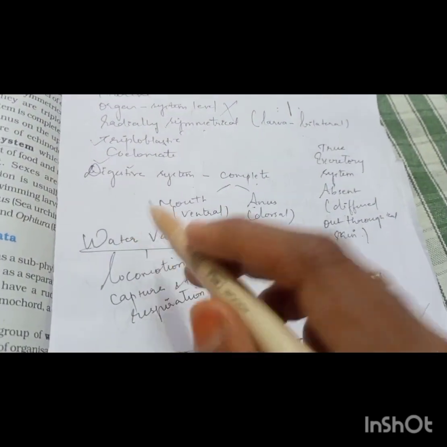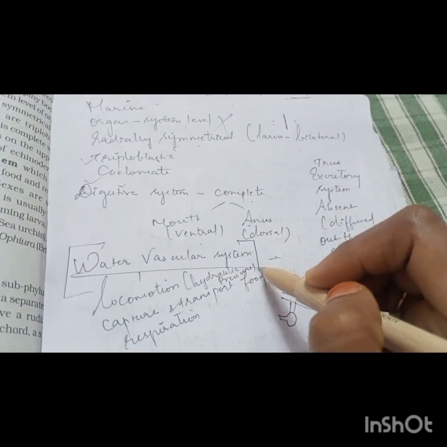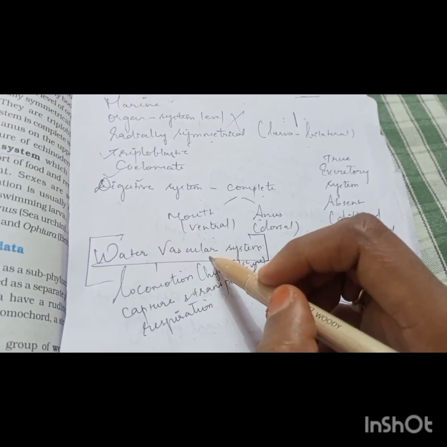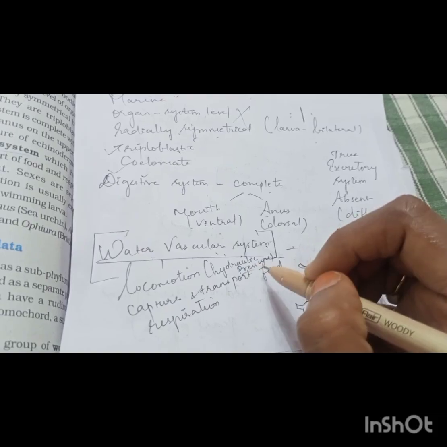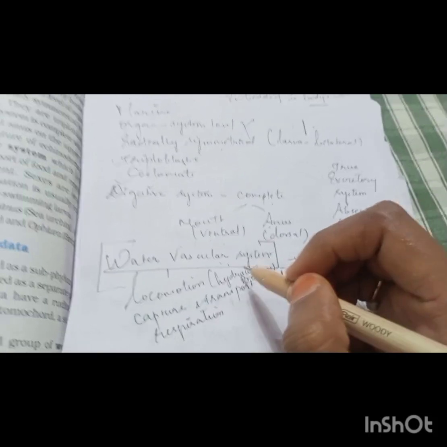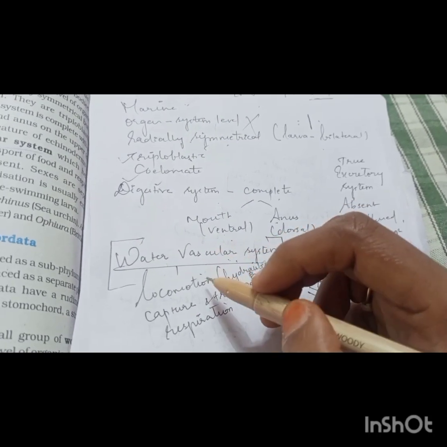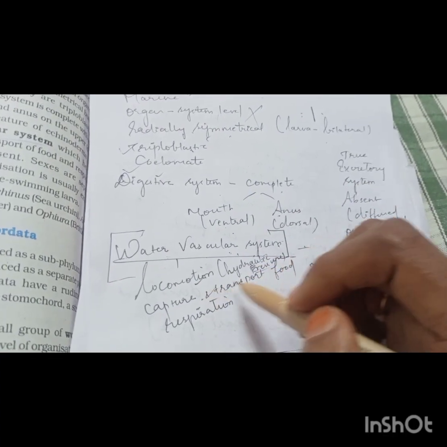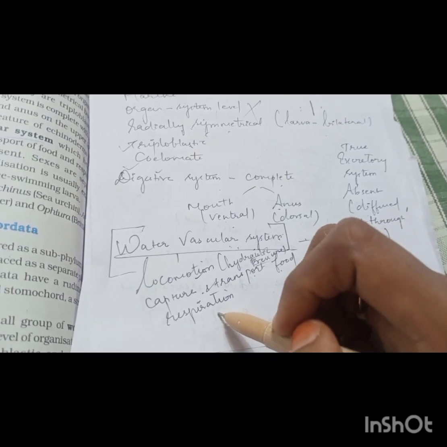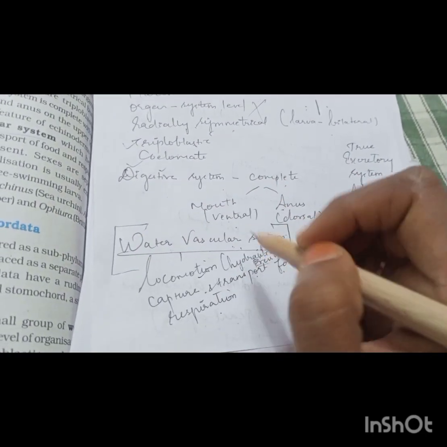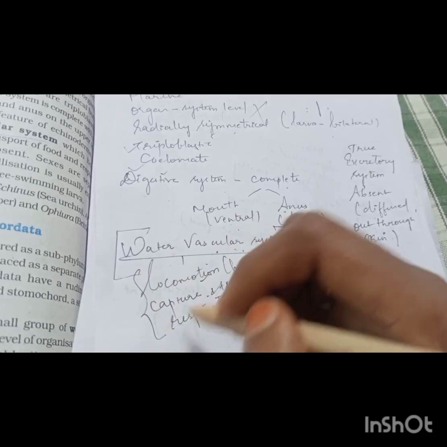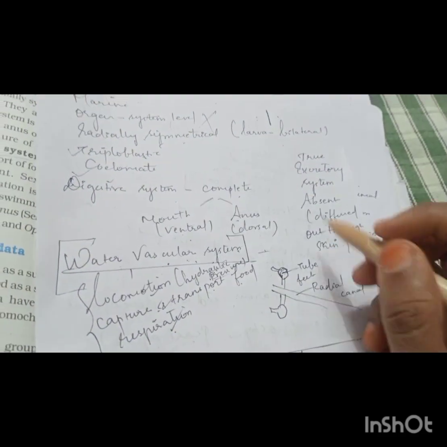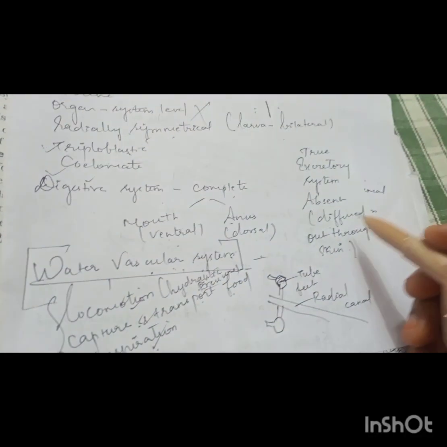The main characteristic feature of this phylum is the water vascular system. So what is this water vascular system? It operates by hydraulic pressure. Because of this hydraulic pressure, the organisms can do movement, that is locomotion. It also helps in capture and transport of food, and in respiration. So it is an important system which operates on hydraulic pressure and helps in locomotion, capturing and transport of prey, and respiration. A true excretory system will not be there.